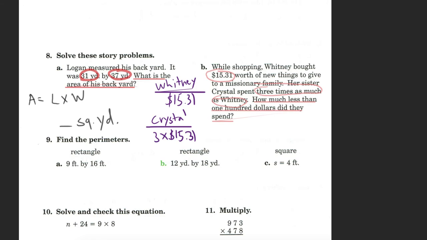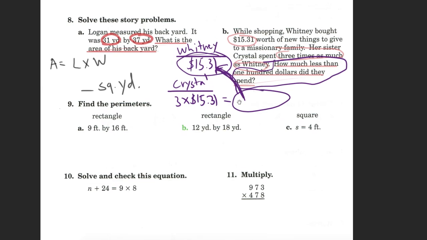So first you have to figure out how much Crystal spent. Then take this amount and add it to Whitney's amount, $15.31. So add those two amounts. You're trying to figure out how much less than $100 they spent. You can think of it as, if they gave the cashier $100, how much change should they get back? That's the same way to phrase the question. So you add the two amounts together, subtract that from 100, and then you'll get your answer for how much less than 100 they spent, so how much the change should be.